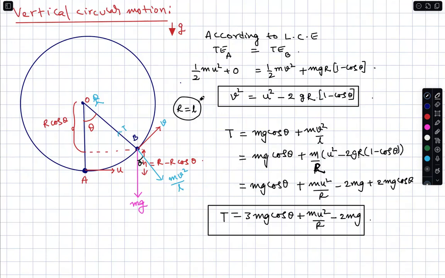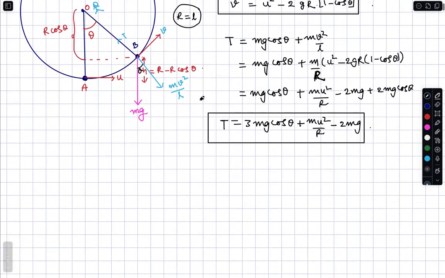Have you all followed this? Am I going fast? Anika, our team. Yes, sir, we have understood.